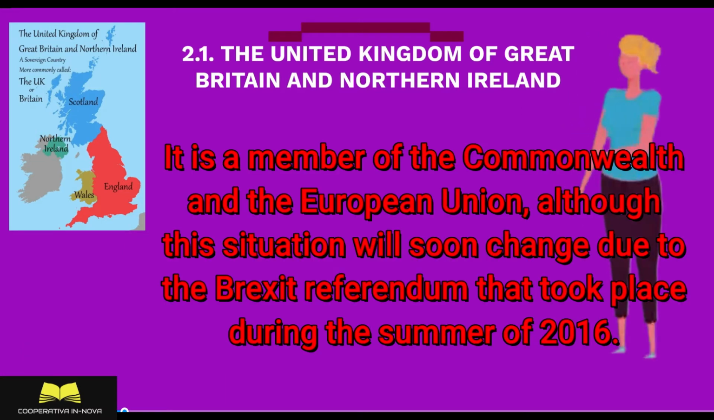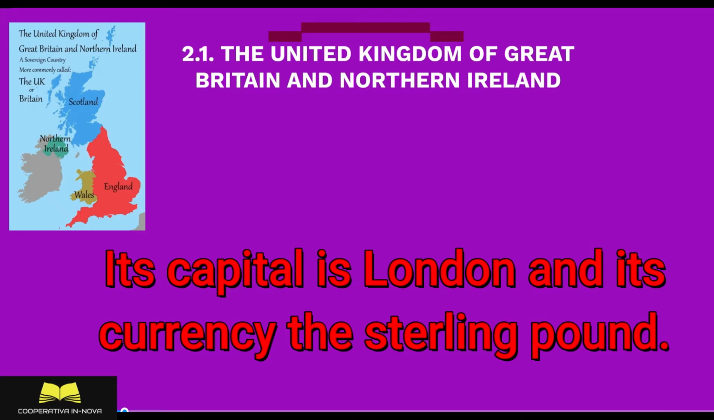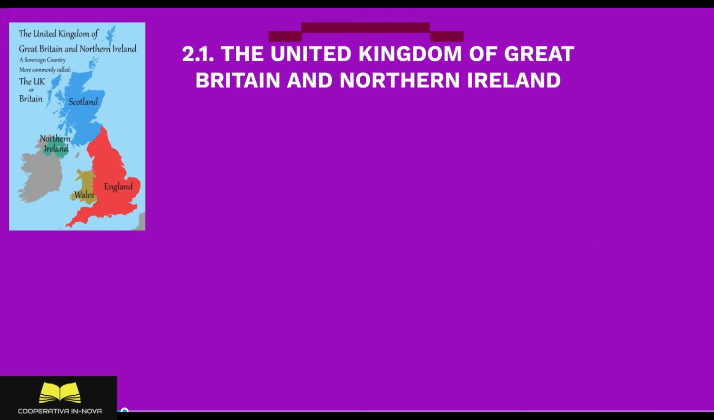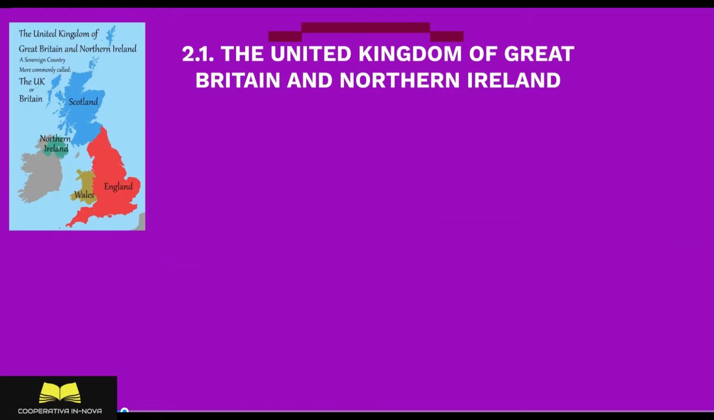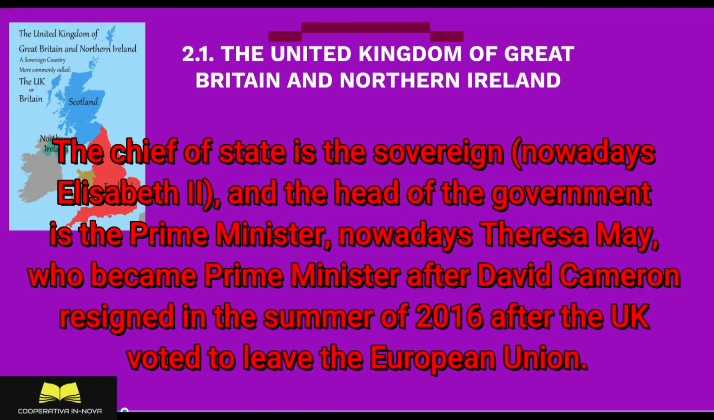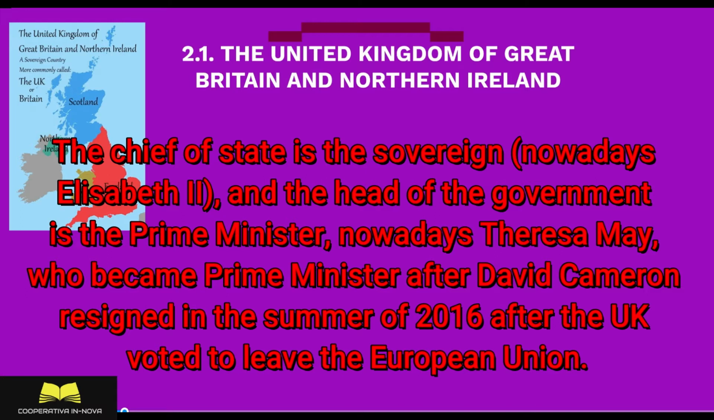It is a member of the Commonwealth and the European Union, although this situation will soon change due to the Brexit referendum that took place during the summer of 2016. Its capital is London and its currency the sterling pound. The UK is a constitutional monarchy, with 2 legislative houses, the House of Lords and the House of Commons. The Chief of State is the Sovereign, nowadays Elizabeth II, and the head of the government is the Prime Minister, nowadays Theresa May, who became Prime Minister after David Cameron resigned in the summer of 2016 after the UK voted to leave the European Union.